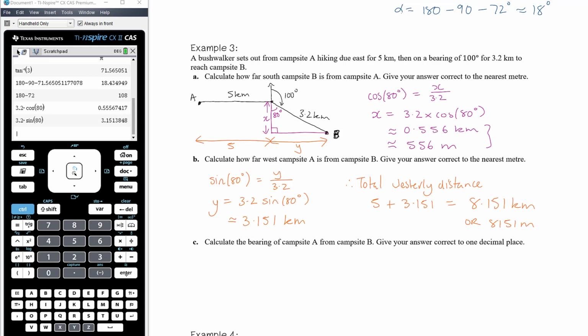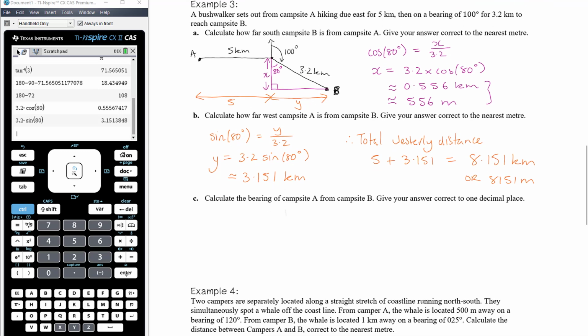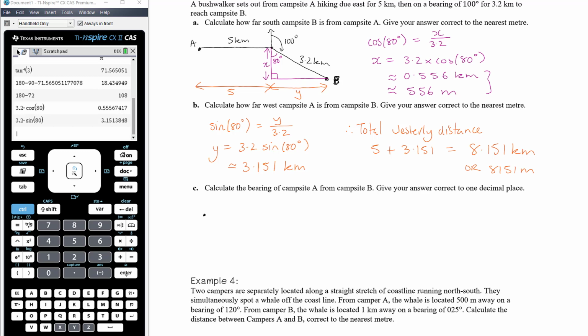Part C, calculate the bearing of campsite A from campsite B. Okay, I'm just going to draw a new diagram just so that we've got some space. So we went from A, we walked 5 kilometres, then we travelled on a bearing of 100 degrees, down to B. So this was 100 degrees. We want to calculate the bearing of campsite A from campsite B. From campsite B, facing north, how far clockwise do we need to turn to get back to campsite A? So that is the angle that we need to find.